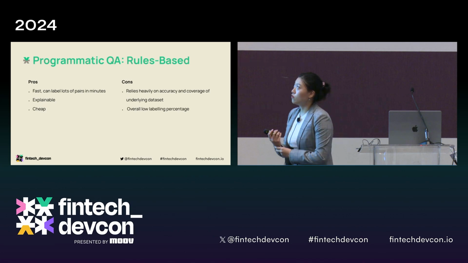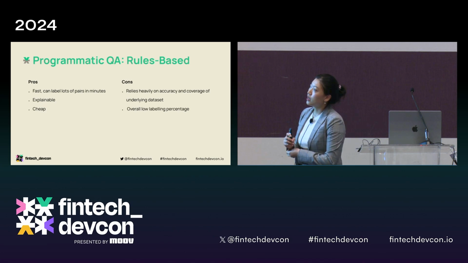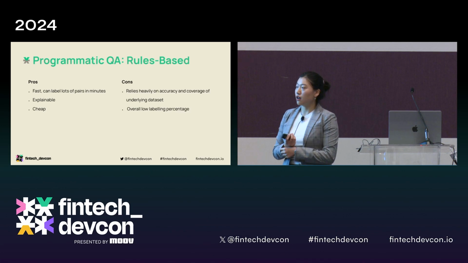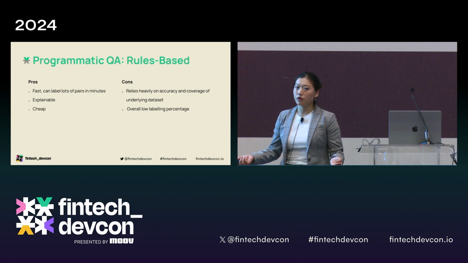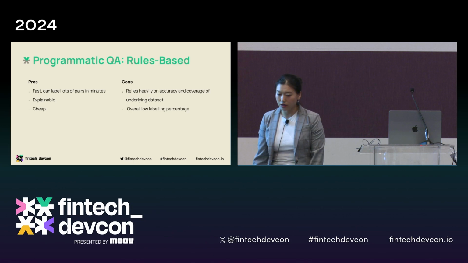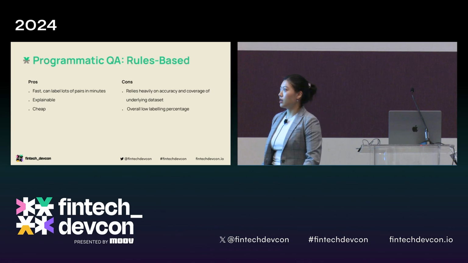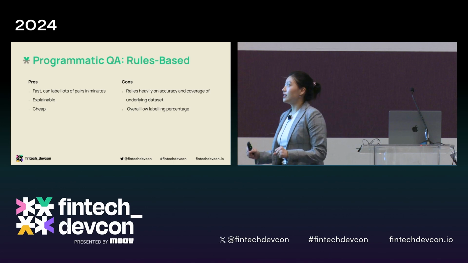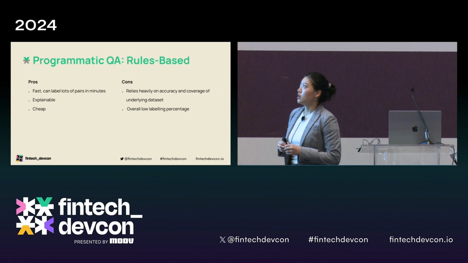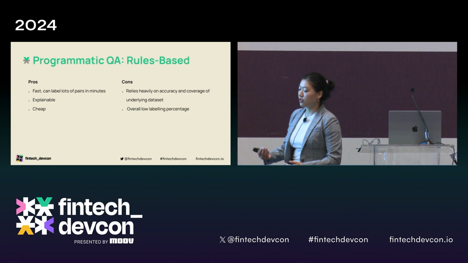Cool. Rule-based programmatic QA is fast, and it allows us to label lots of pairs in minutes, and it's also very explainable. If our stakeholder asks, hey, why would you cluster those 2 together? We can easily explain that to them. And also, it's pretty cheap. However, this method relies heavily on data accuracy and also the field coverage of the underlying data set.